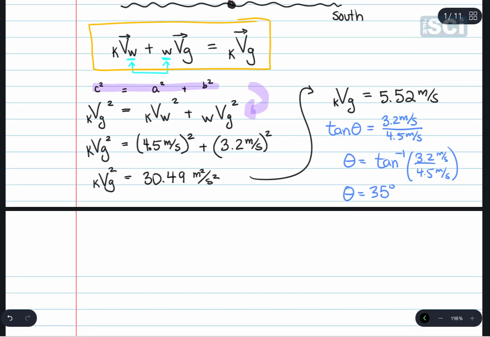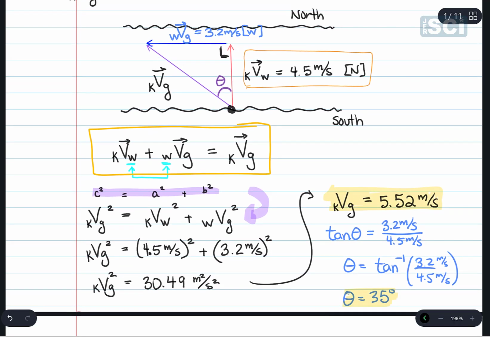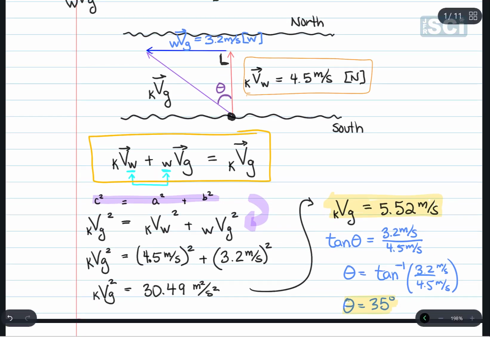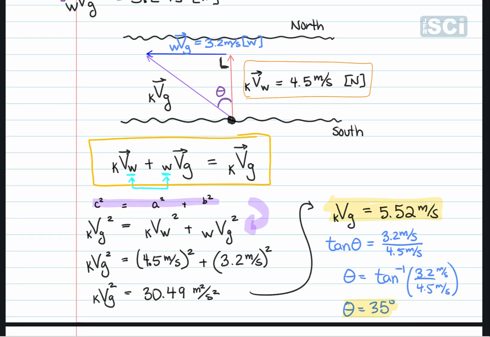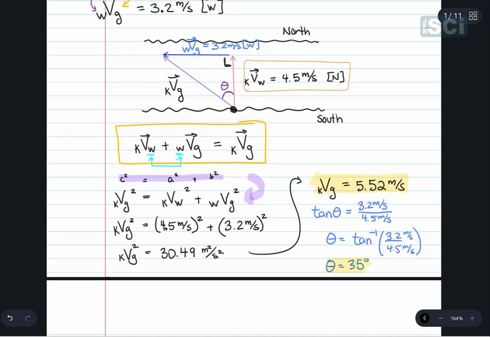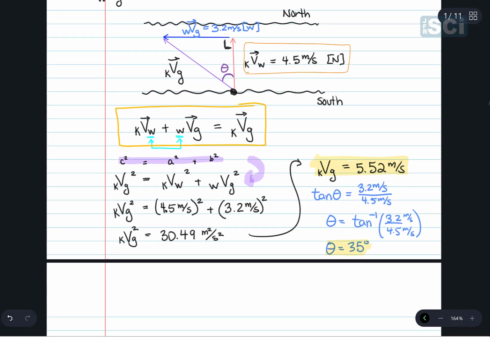So we have the two pieces of information. Let's put them together. So I have an angle, 35 degrees. I have a magnitude of 5.52. Let's put those together. All right. So how do I report that speed, that velocity that kayaker is moving? Well, I'm going to zoom out slightly so I can see my picture, and I'm going to say, therefore, VKG, so the velocity of the kayaker relative to the ground, is equal to 5.52 meters a second. There's the magnitude.